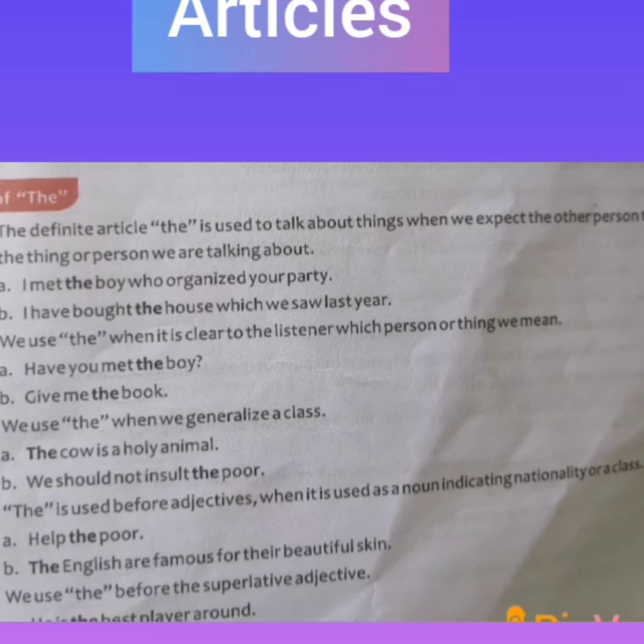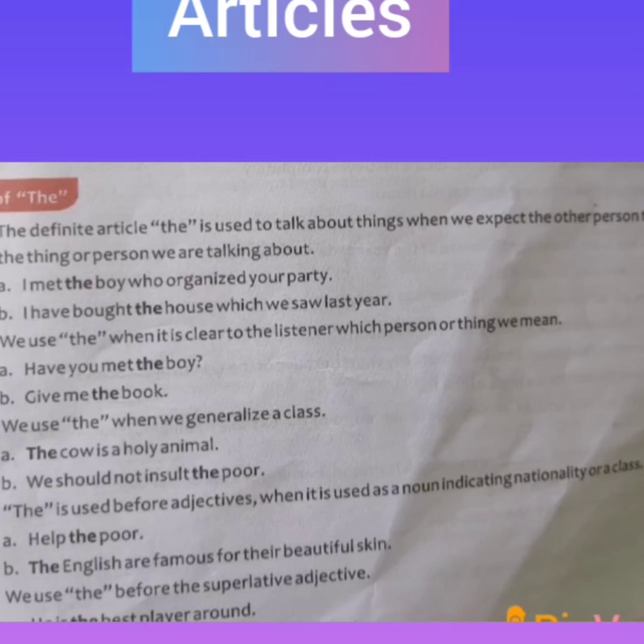We use the when it is clear to the listener which person or thing we mean. The is used when we want to tell the listener that it is the specific person or thing. Have you met the boy? The specific boy. Give me the book. A specific book, so the book.